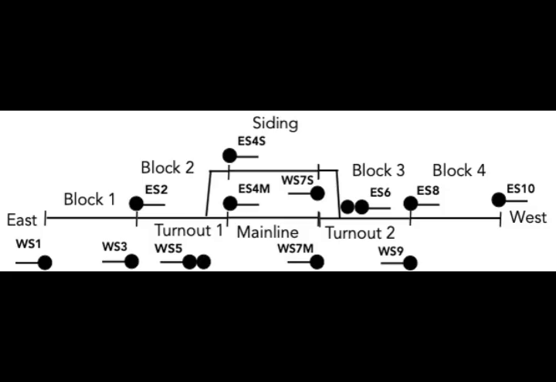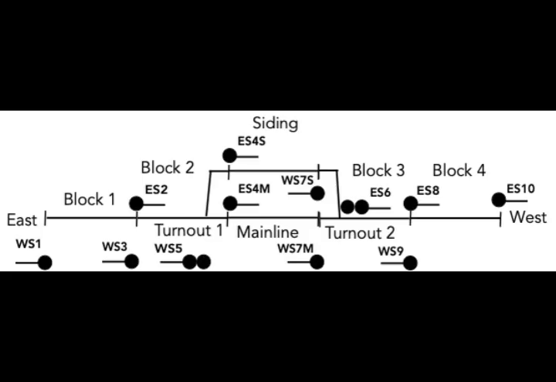3-aspect single-head signals guard the entry to blocks. Standing at the east end on the left side of the diagram facing towards the west end, signals with a numeral 1 suffix in sketches are the westward signals on the right or lower side of the diagram. They have a WS prefix in the diagram. Those with a numeral 2 suffix in sketches are eastward signals on the left or upper side of the diagram. They have an ES prefix.